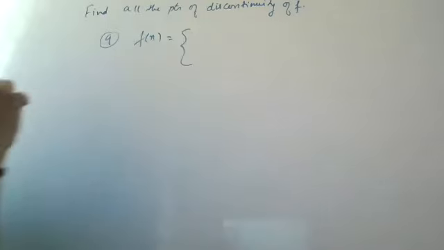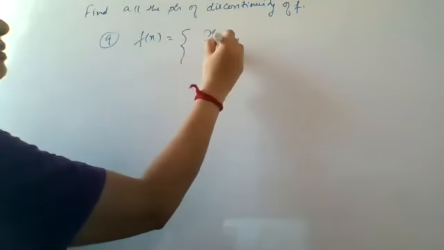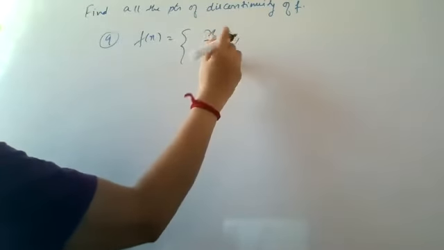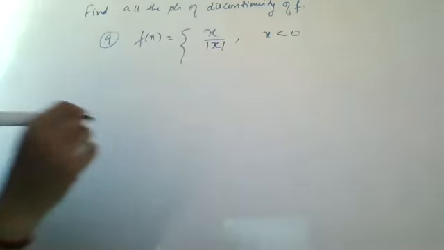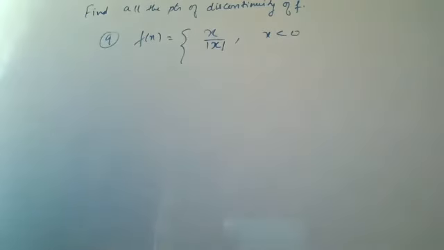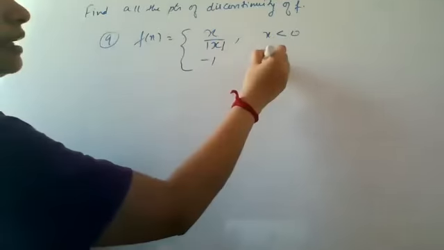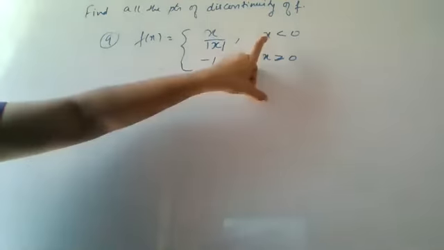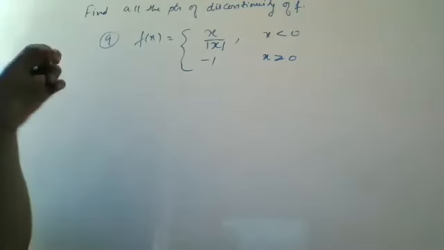f of x is equal to x by mod x for x less than 0, and -1 when x is greater than or equal to 0. So here again you have three conditions. At the point 0 you have to check, less than 0 and greater than 0.